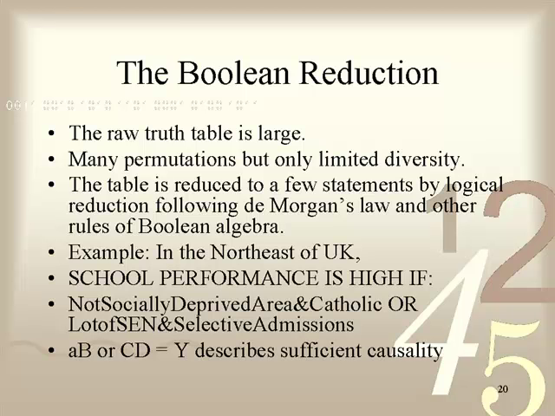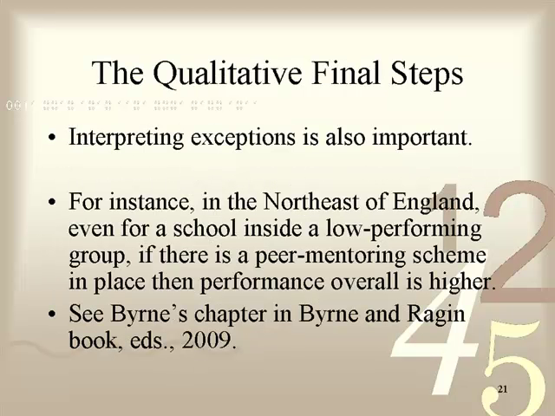So that summarized the sort of black box part of QCA, but there is a very important final step of interpretation. And here we might interpret the general outcome, as I've just done, and also interpret exceptions. So for example, we looked at the exceptions that had low performance in the northeast of England, and looking at some of those groups, we looked for a school inside a low-performing group which had high performance. This is a contradictory group. And we found peer mentoring schemes were in place in at least one school in that kind of a group.